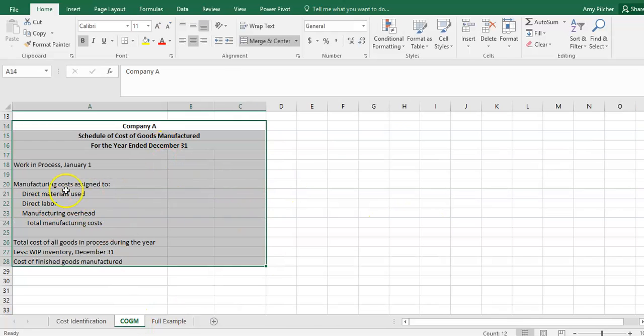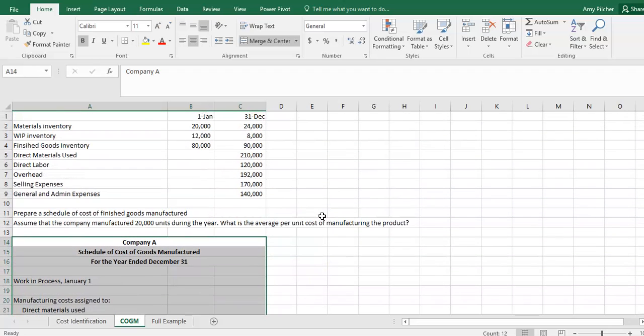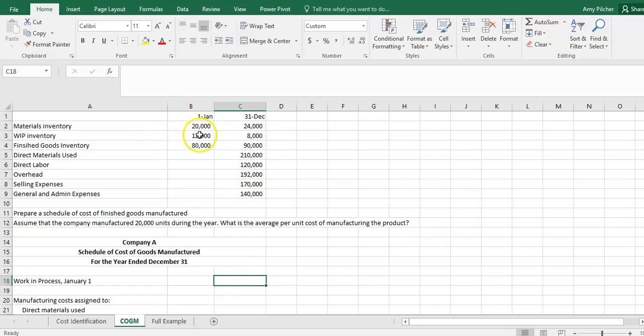Next, we're going to make a schedule of cost of goods manufactured. So we have this information here. We have beginning and ending information for our three types of inventory. Then we have other information about what we used throughout the year. So we start with work in process for January 1st. Our work in process inventory for January 1st is 12,000.